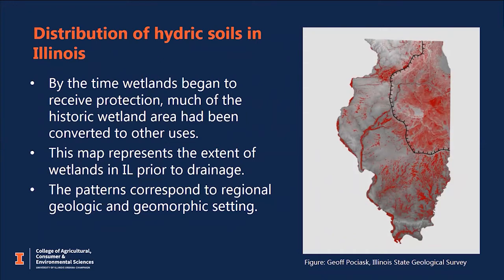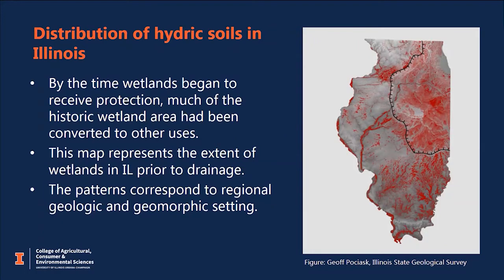The black line through the state here represents the greatest extent of the most recent glaciation in the state. This was the area of Illinois that was most recently covered by glaciers. Much of the rest of the state was glaciated in older glacial events.